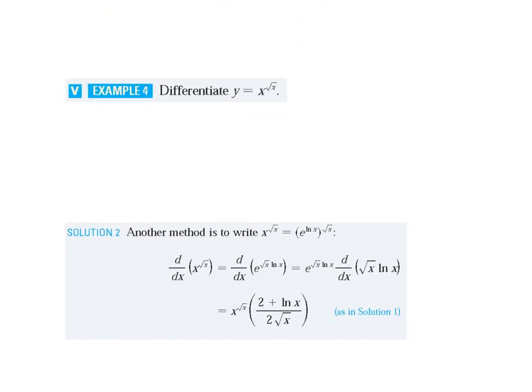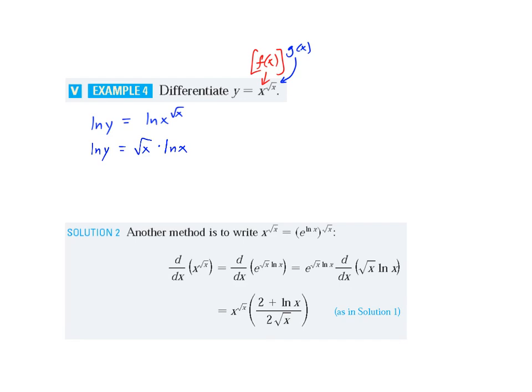Number 4, differentiate. Logarithmic differentiation, because the base is a function of x and the exponent is a function of x. So I'm going to say this is f of x raised to the g of x. If I take the natural log of both sides, then I've got natural log of y equals natural log of x to the square root x. And the power rule for logarithms says I can pull that square root of x out in front. Now I've got natural log of y equals square root of x times ln of x.